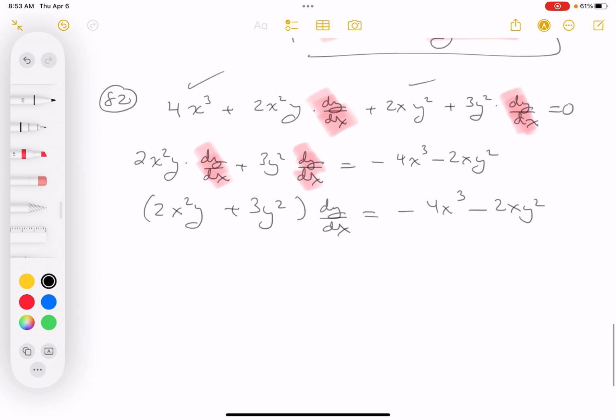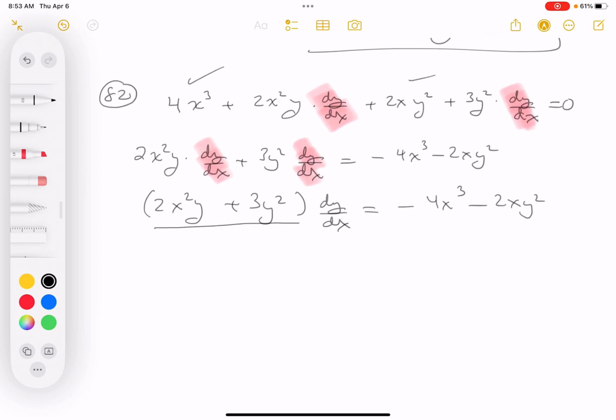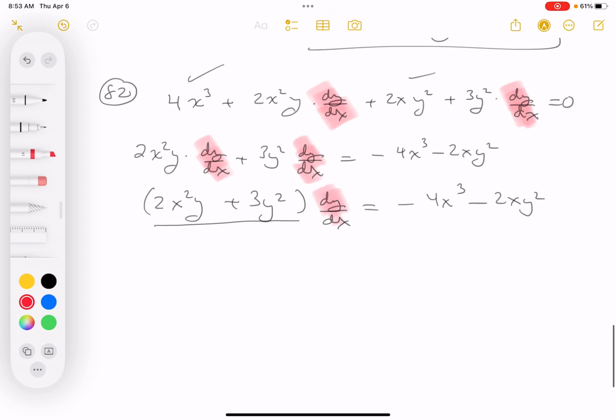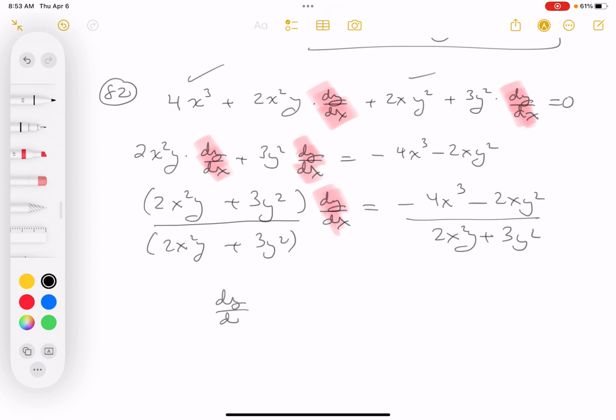y squared. What I'm going to do now, divide both sides by the thing's coefficient. Again, this is the thing we're looking for. What's the coefficient going to be? It's going to be 2x squared y plus 3y squared. So the dy/dx, or that thing we're looking for, is going to be equal to minus 4x cubed minus 2xy squared over 2x squared y plus 3y squared.